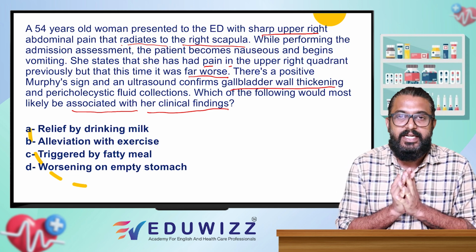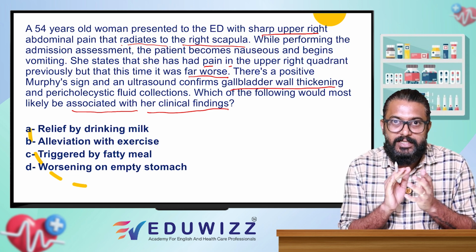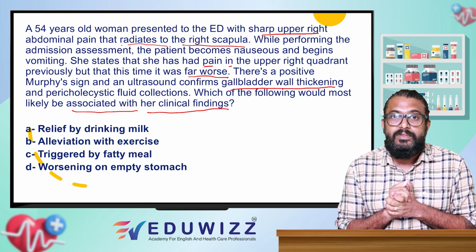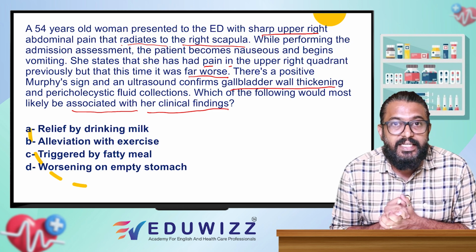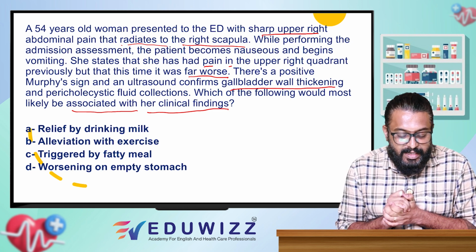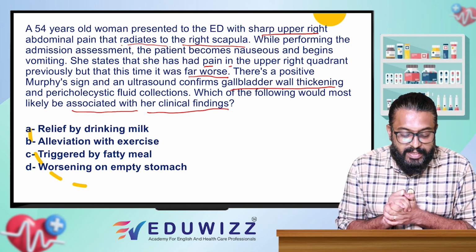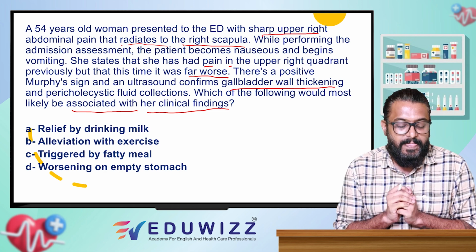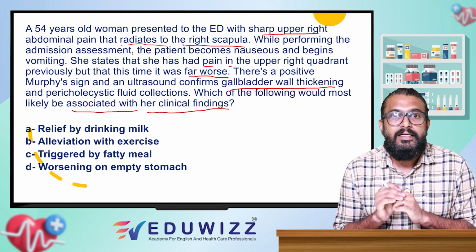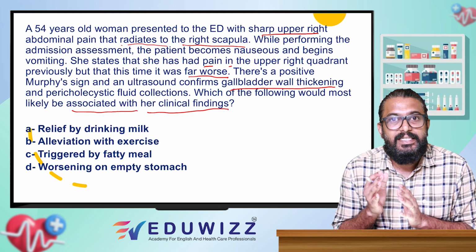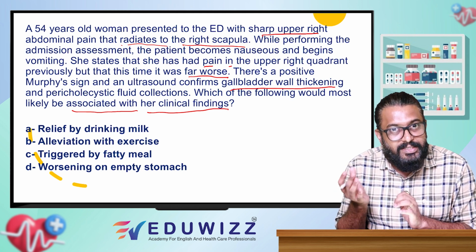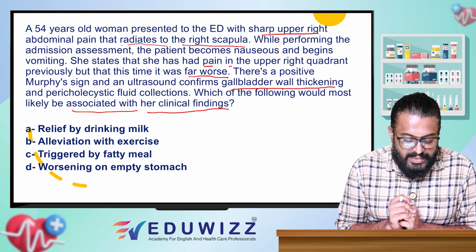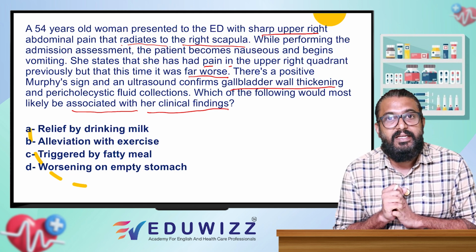I have discussed this already, so you will be able to answer this soon. The options are: relieved by drinking milk; alleviation with exercise; triggered by fatty meal; worsening on empty stomach. The first two options mention alleviation, which means relieved or decreased. The patient's present problem is that the pain has increased, so you have to look for that option: worsening on empty stomach or triggered by fatty meal.